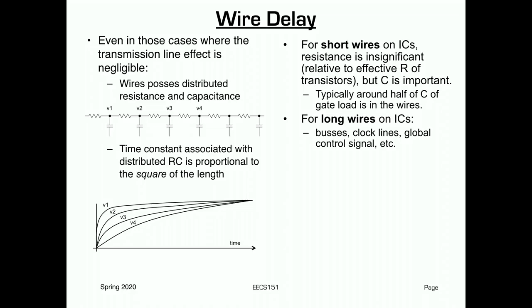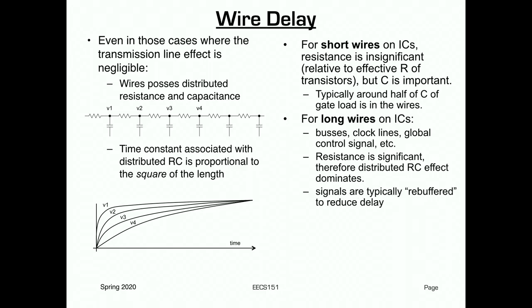Those, because they're long, the resistance builds up, right? Because resistance in wires, I don't know if I said, each little piece of wire has some resistance, but if you put a lot of them in series, like in a long wire, then that resistance accumulates, right? So in those cases, the resistance is significant, therefore the RC effect dominates, right? And so this is something we have to deal with.